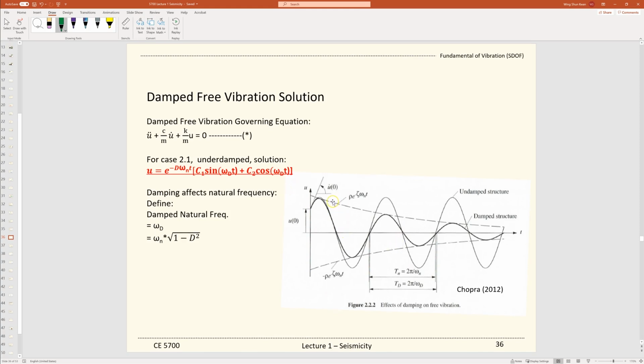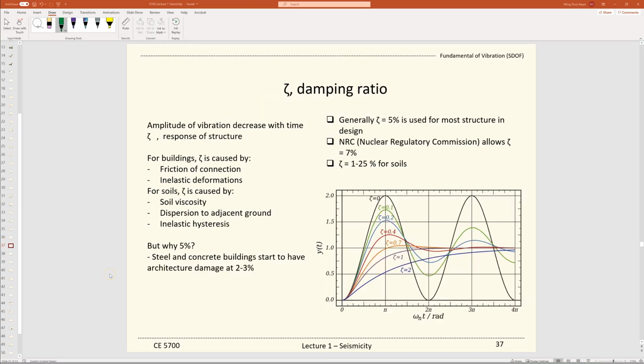So those are the mathematical representations of these equations, and the damped natural frequency can be further described by this. Okay, damping ratio. Amplitudes of vibrations decrease with time, and the damping ratio describes the response of the structure. For buildings, the damping ratio is caused by the friction of connections and inelastic deformations. For soils, the damping ratio is caused by soil viscosity, dispersion to adjacent ground, and also inelastic hysteresis.